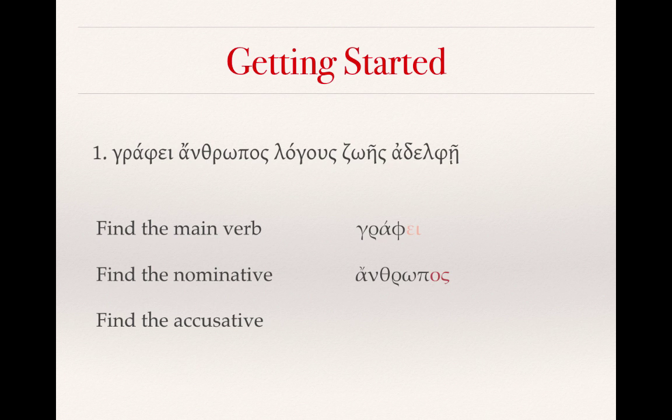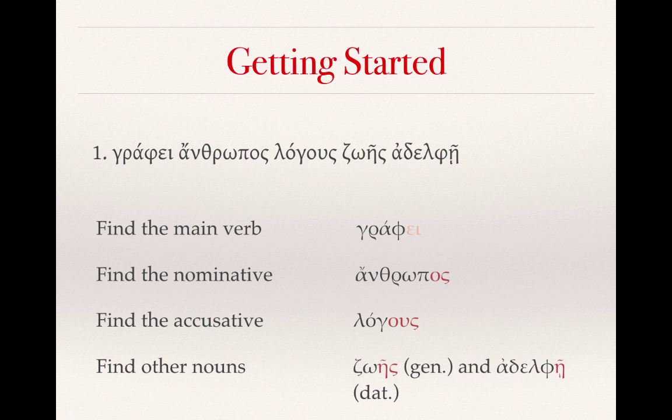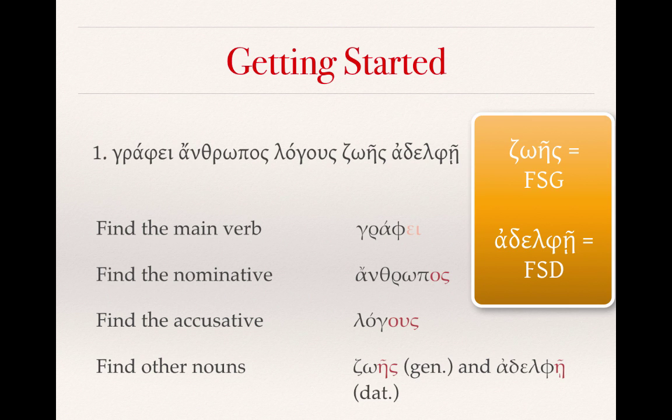Then we're going to find the accusative, and once again, we are fortunate that there's only one noun here that has an accusative case, and that's logus. And you can see there with the ending us at the end, that signals that you are a masculine plural accusative noun. And then we are going to look for other nouns in the sentence, and we have two of them, zoes and adelphe. Now again, these are feminine nouns, which is what we discussed in the previous lecture. And we see the characteristic endings es and e, and so those indicate genitive and dative respectively.